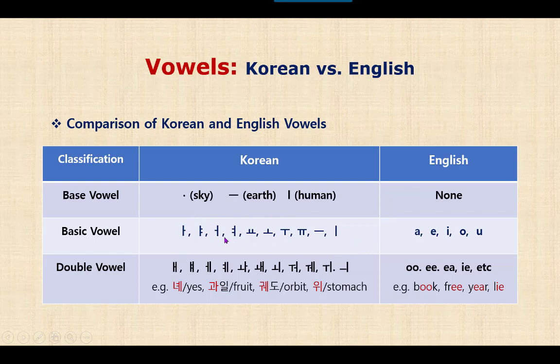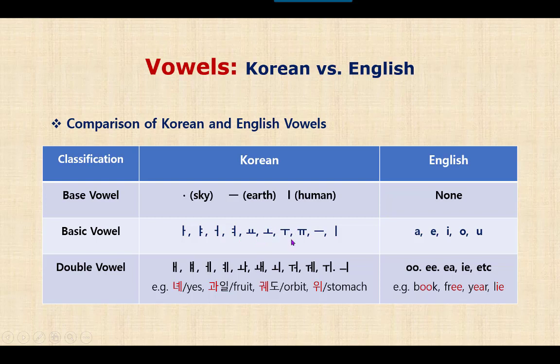Ah, ya, eo, yeo, o, yo. The order is changed. This one must come first. Oh, yo, u, yu, eu, i. I asked you to read them in pairs because the mouth shape is the same. For this, the mouth shape is the same. Ya, because it ends with a. Yo, it ends with o. So yo, o, same mouth shape. O comes first. O, yo.